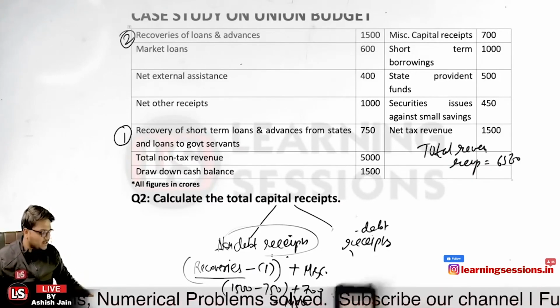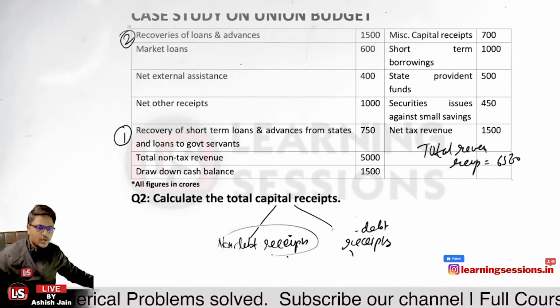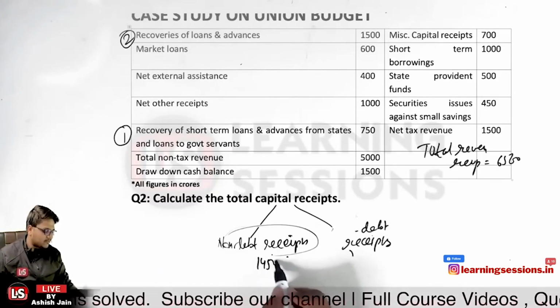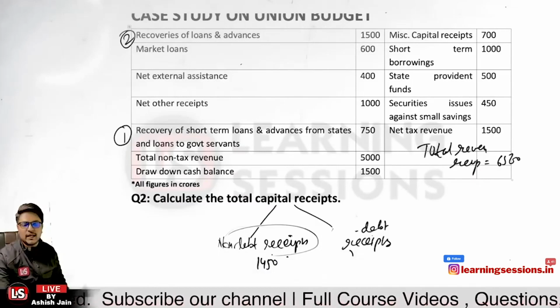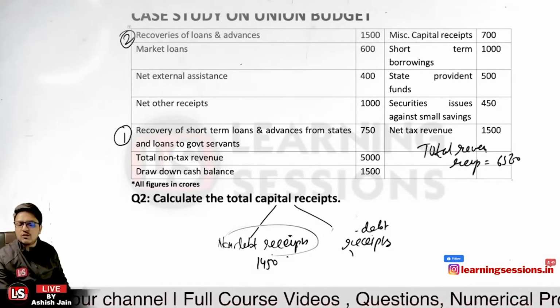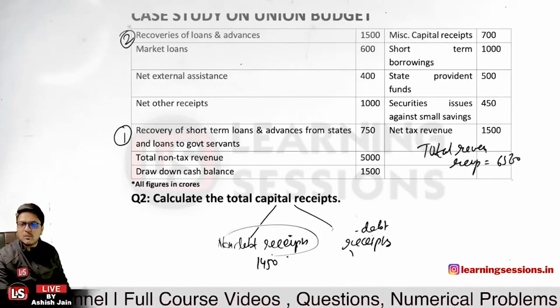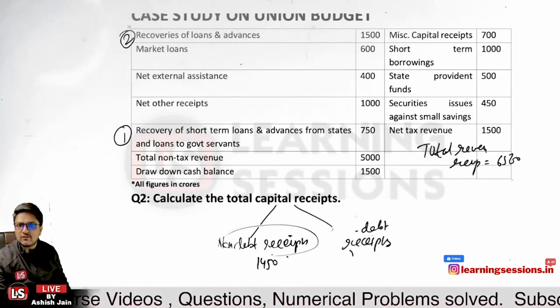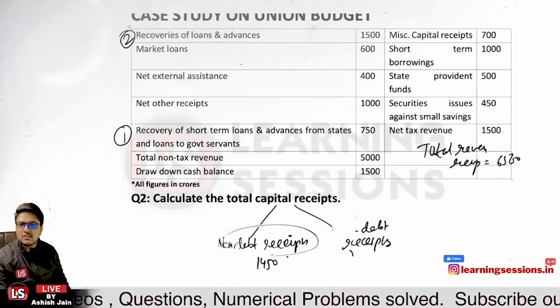So we can simply say that the non-debt receipts over here will be equal to 1450. And when we talk about the debt receipt, what does it actually mean? Whatever amount has been borrowed from the market is equal to the debt receipt itself.